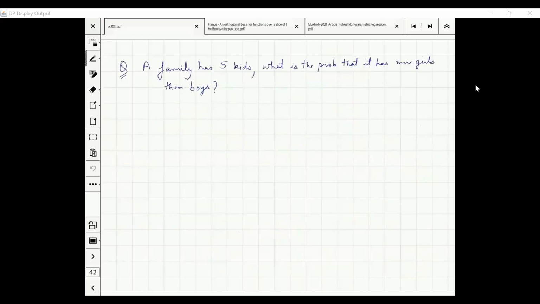Let me take an example to show how you can think of this new framework in some cases. So suppose a family has 5 kids. The question is, what is the probability that it has more girls than boys? What would be the sample space?